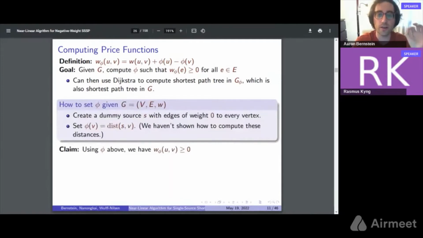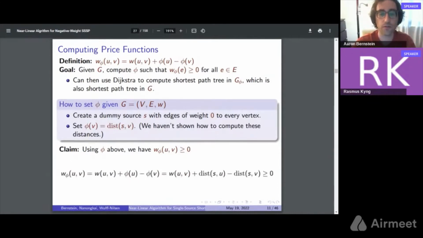It's well known that there exists a price function such that all the weights become non-negative, assuming the graph doesn't have a negative weight cycle. Here's the proof that such a price function exists: take your graph and create a dummy source, which is just a source with edges of weight 0 to every vertex, and then set the price of a vertex to be the distance from the dummy source to that vertex. I'm not showing you how to compute those distances, but those distances exist. If you set that to be the price, then all of your weights will become non-negative. The reason is literally just the triangle inequality. The reduced weight becomes the original weight plus the distance from s to u minus the distance from s to v. By the triangle inequality, this is non-negative.